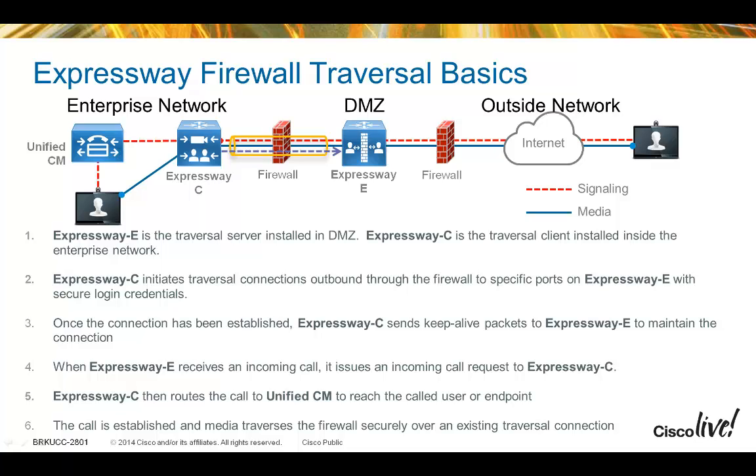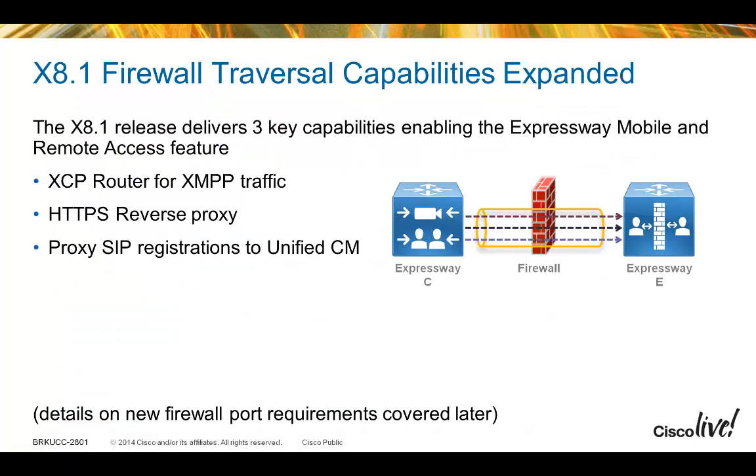All right, so we take that existing firewall traversal two-box solution architecture, and here's what we've done in the X8.1 release. The first thing we did is we dropped the XCP router component from our Presence server onto both the C and the E. Same architecture: the C always initiates that connection, TCP 7400 to the E. This enables your Jabber client on your mobile to get IM and presence messages, XMPP messaging, through the Expressway all the way back to your Presence server.